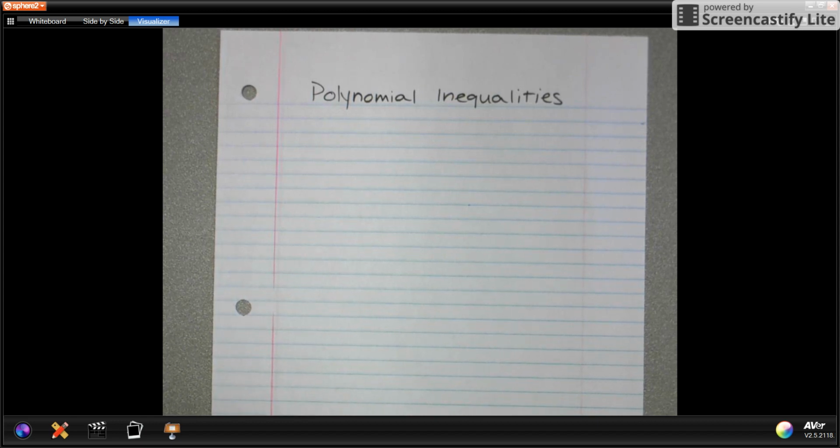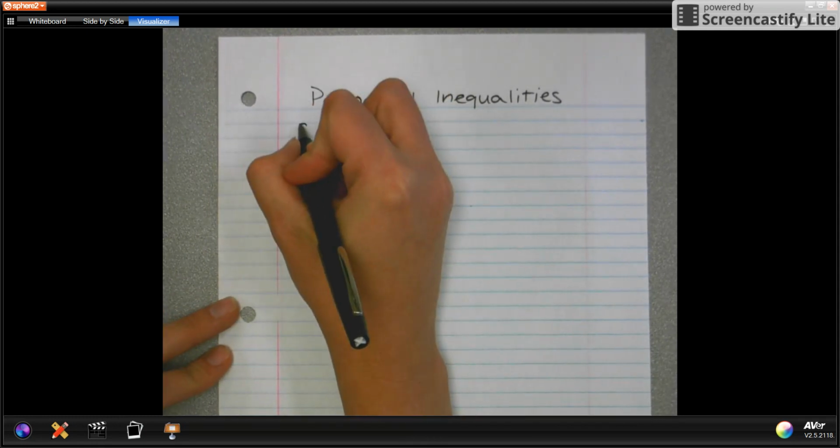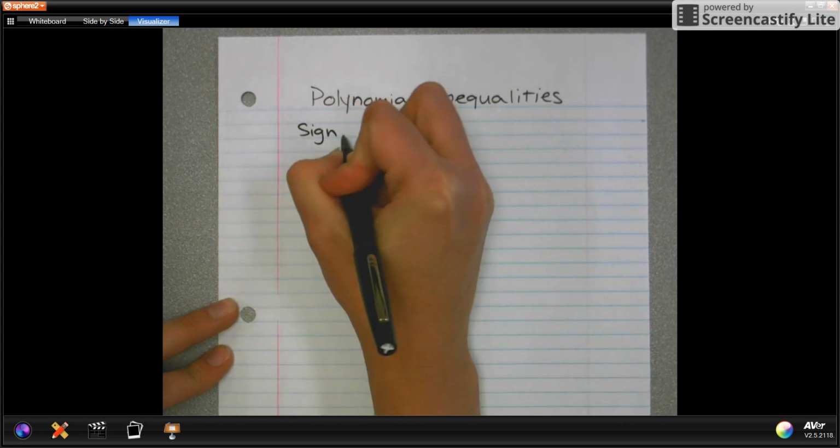Today's notes are on polynomial inequalities. We're going to talk about two different methods to solve polynomial inequalities. The first one is what we call the method of sign analysis.